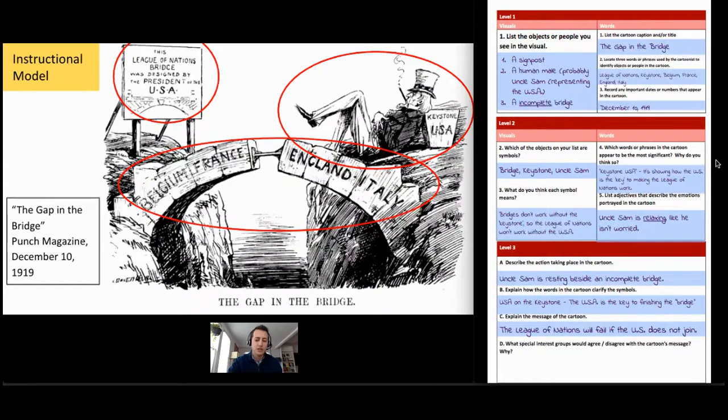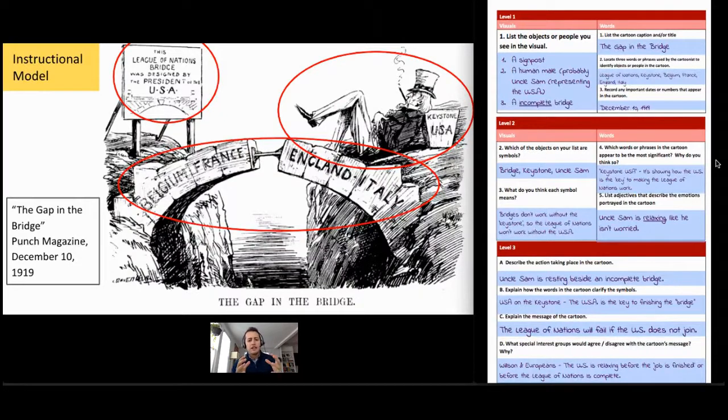And the last thing is, what special interest groups would agree or disagree with the cartoon's message, and why? And so you've got to bring in your context knowledge here. But Woodrow Wilson and Europeans might say, you haven't finished your job yet. You have to join the League of Nations. But the senators who voted against ratifying the treaty and joining the League of Nations might argue, no, we should relax. We're safe over here, and we don't need to join the League of Nations itself.